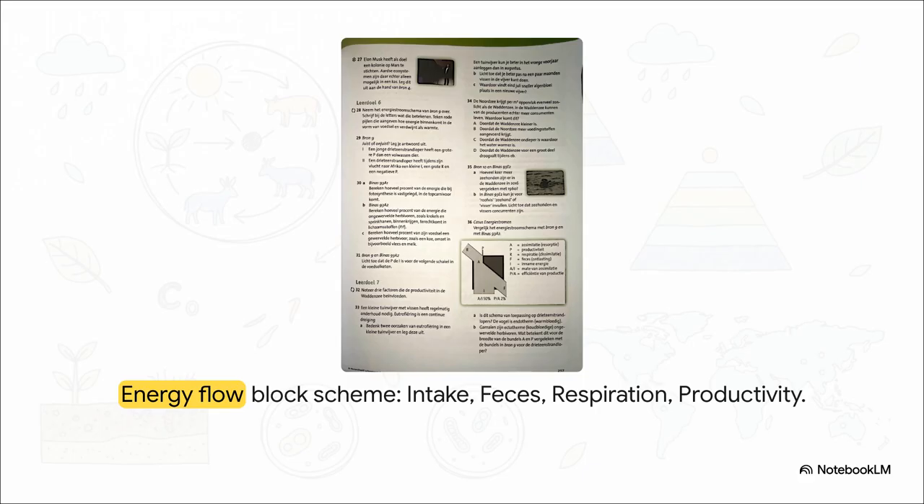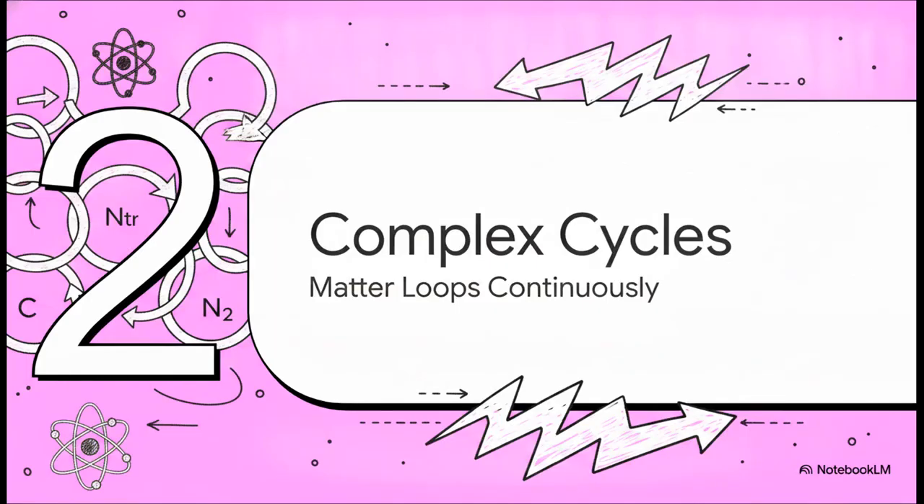Pro tip. When this pops up on your test, your Venus reference book, specifically Table 93A2, is going to be your absolute best friend. Moving right along to Section 2, the complex cycles. We've traced the energy, but now let's see how matter loops continuously through carbon and nitrogen cycles.